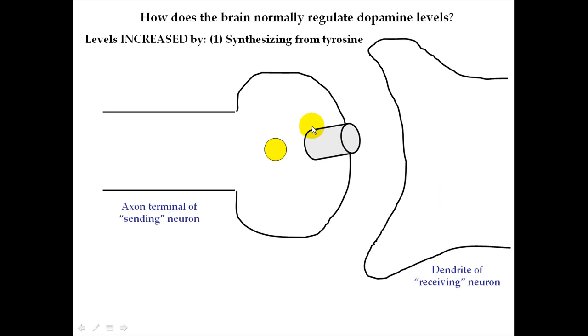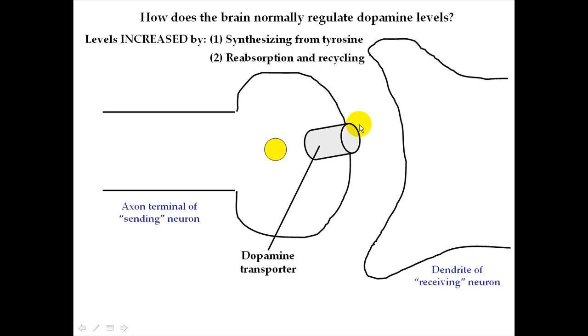Just the general term for this protein pore that allows dopamine to go back in to the neuron that produced it, it's called a dopamine transporter. So we're just making a list here. How are dopamine molecules produced? Another way of doing it, if you're not going to make it from scratch, it can just be recycled. So it can be reabsorbed and recycled. And again, it goes in via this dopamine transporter.